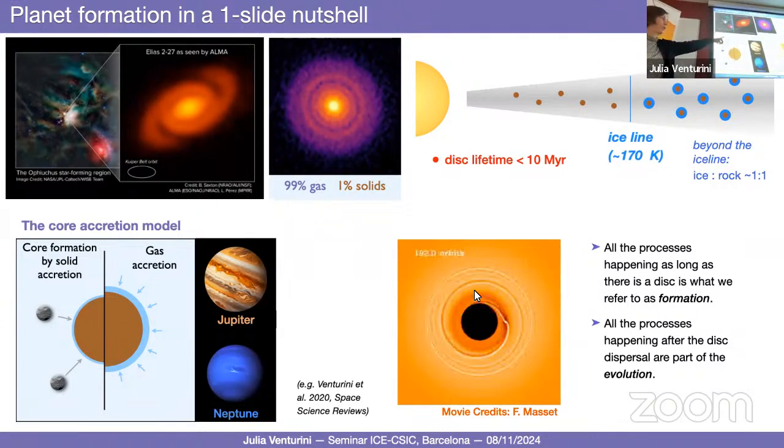Yeah, so within 10 million years, once the disk is dissipated, the planet will still continue evolving, will cool, will contract, the size will change, but all those processes we refer to as evolution. Formation is when there is a disk. When the disk is dissipated, we have the evolutionary processes.